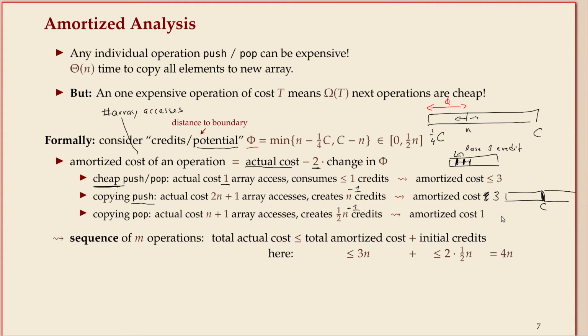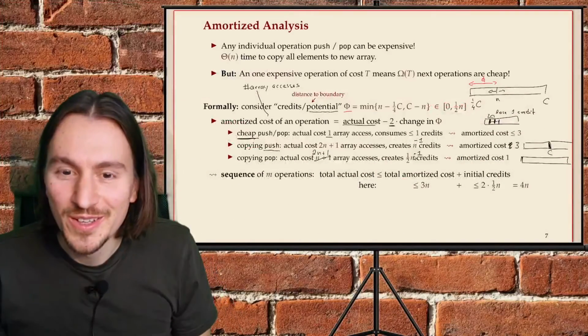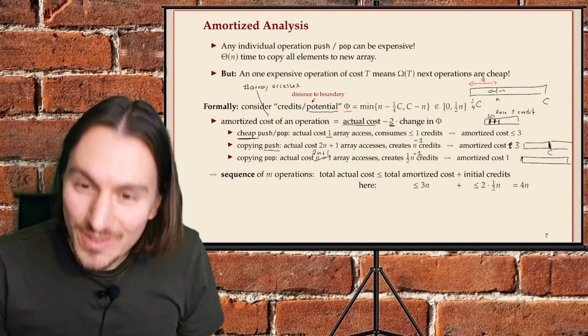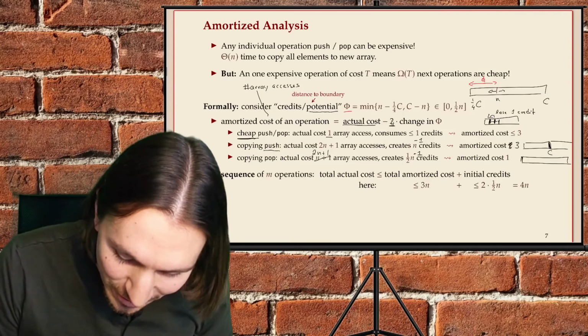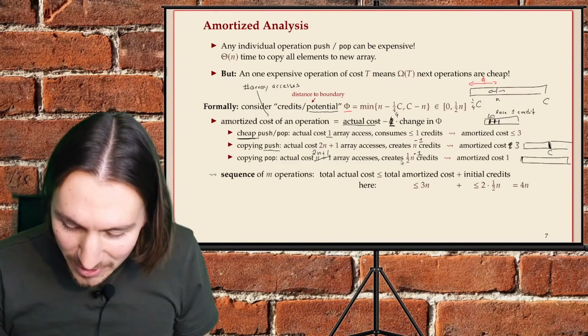If you have the copying pop, that's similar, but now you reach the lower range of your capacity. Then again, you have to copy elements. And I think I screwed this one up badly. I think you also have 2n plus 1 copies because n is the current size. But you only get half n credits. So this is the case where you notice that your constant here was not big enough. We have to change this to 4. Otherwise, this doesn't work out.